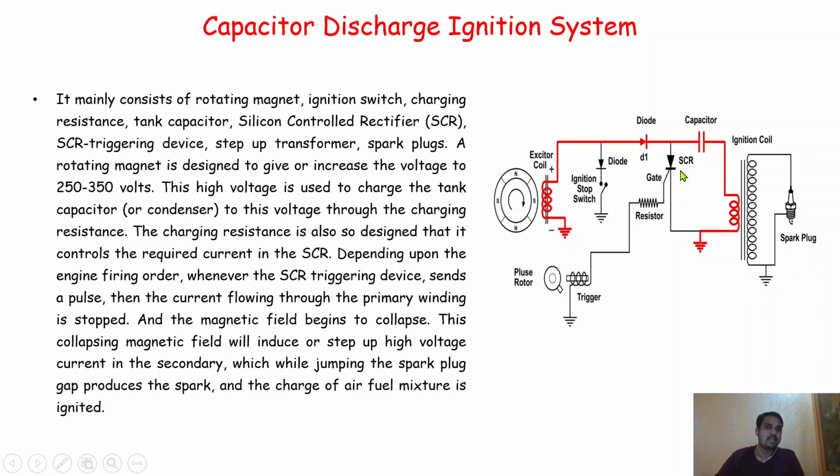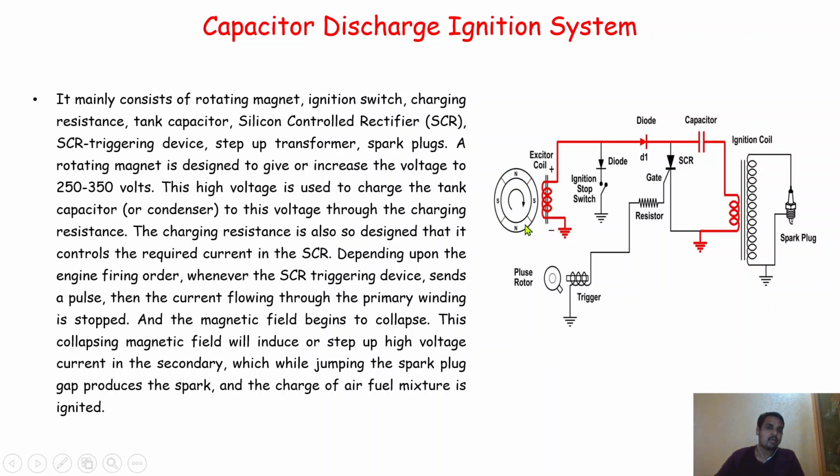And here is the silicon controlled rectifier. So what is the role of the silicon controlled rectifier? We'll understand. Initially, as this magnet rotates, with the north and south pole, it will rotate in the clockwise direction, and the exciter coil will be there.